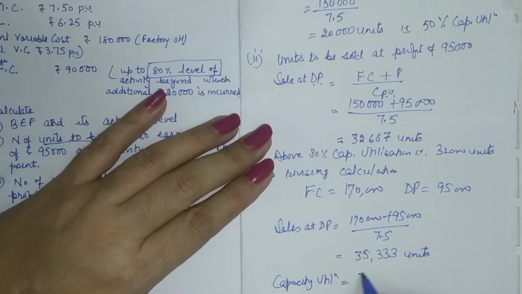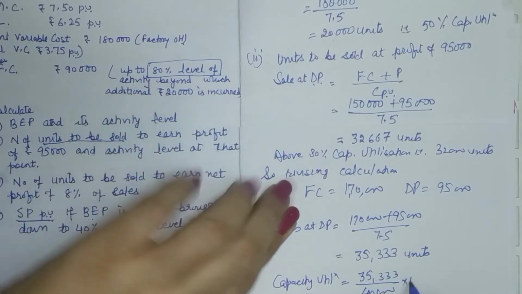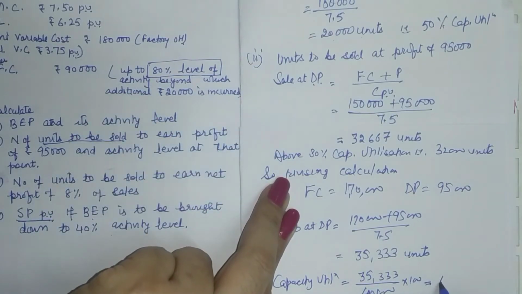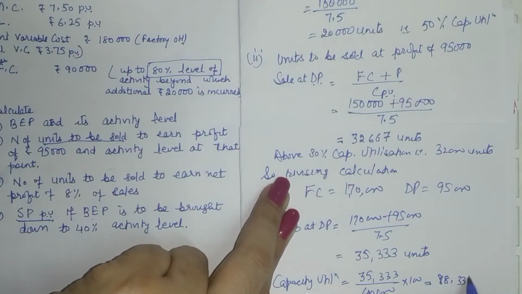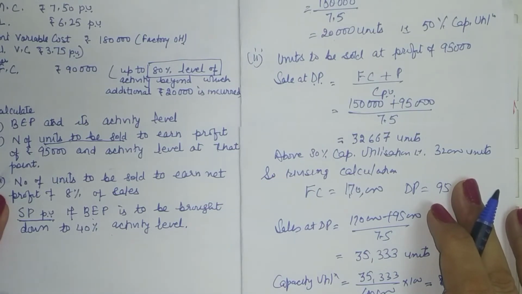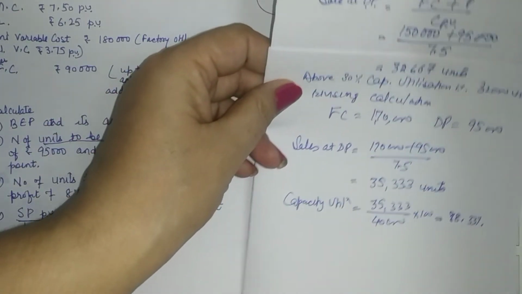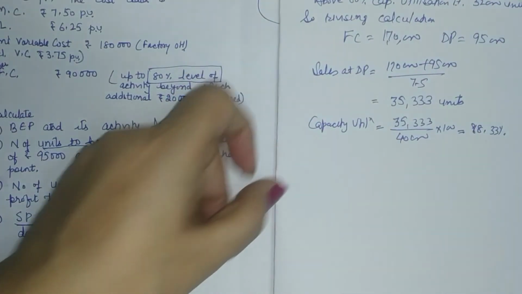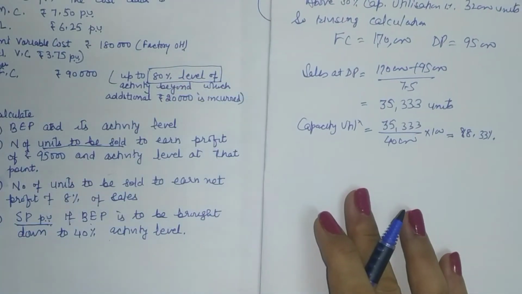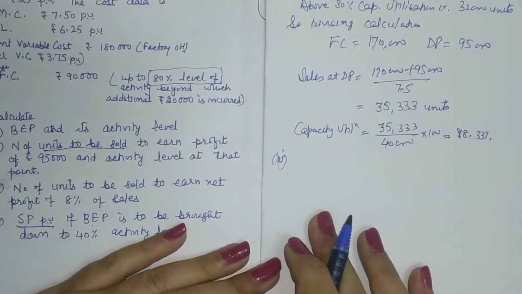Alright. And your capacity utilization at this level is 35,333 upon 40,000 into 100. So it gives you 88.33%. So this we have calculated. Now next point is number of units to be sold to earn profit of 8% of sales. So how many units should be sold so that we make 8% profit? Now in order to make 8% profit, we'll have to make certain assumptions.